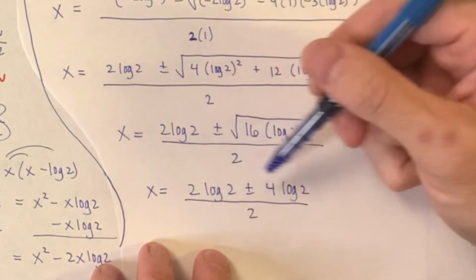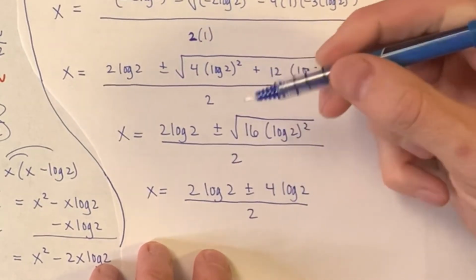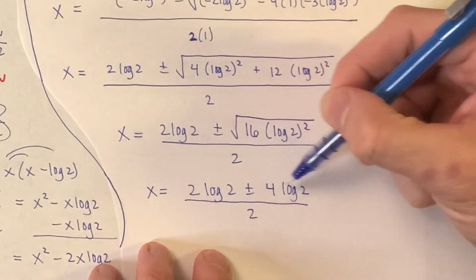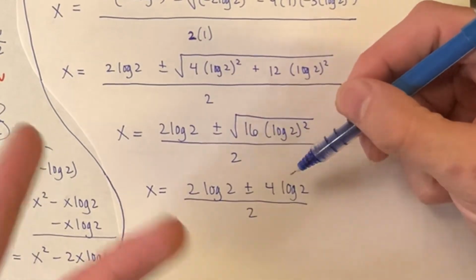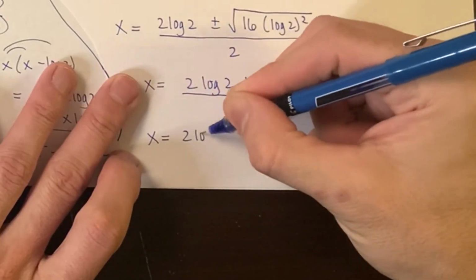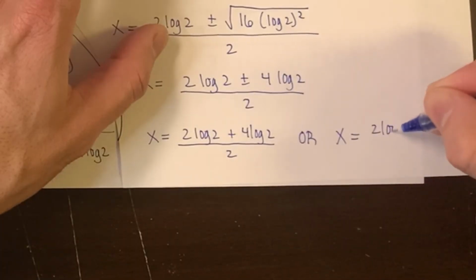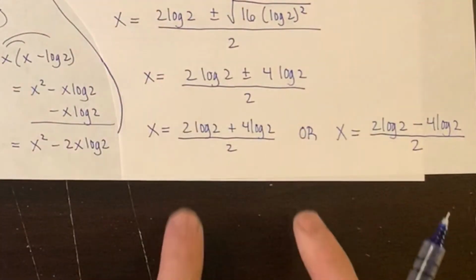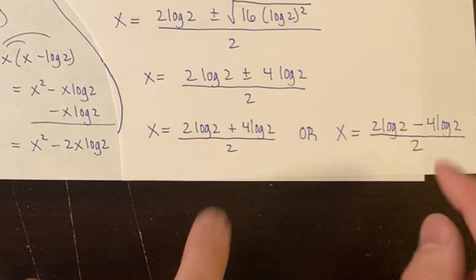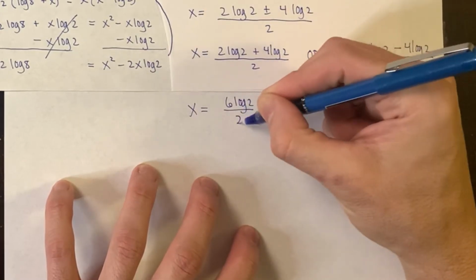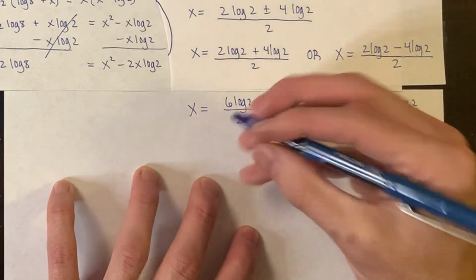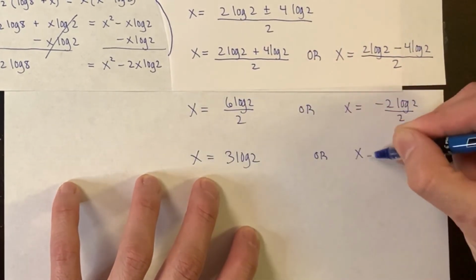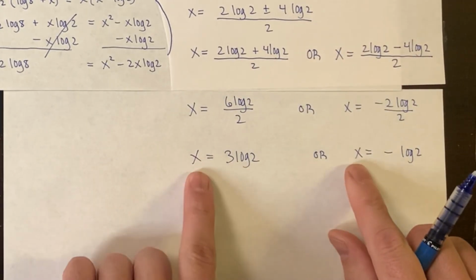And notice that these are actually like terms, where we can go 2 log 2 plus this, and then 2 log 2 minus this. So we really have two values of x. And then we can actually simplify both of these little values of x. And then we can divide these coefficients. So we have found the two values of x.